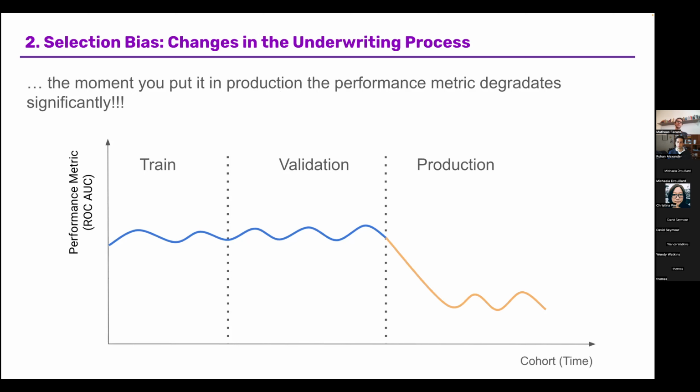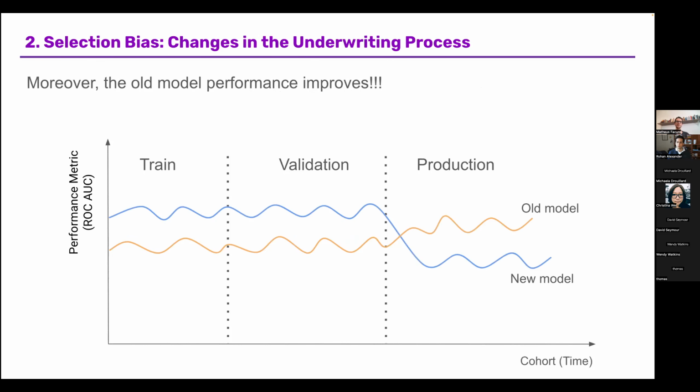However, the moment you put it in production, you see the performance of the model degrades. And even more troublesome, if you compare the new model with the old model, let's say it's the orange one, the new model is better across the training period and the validation period, but as soon as you put the new model in production, the new model degrades and the old model becomes a little bit better. And you look at this and you think, okay, what's wrong?